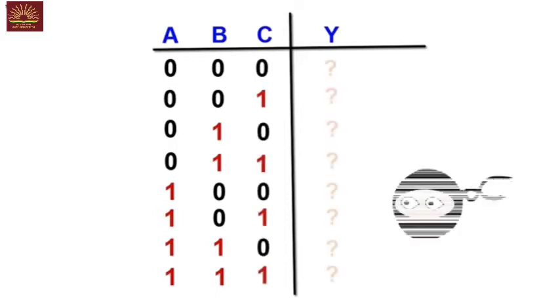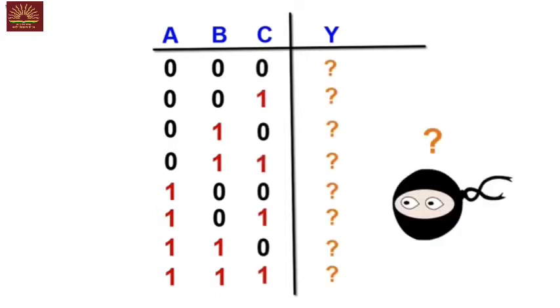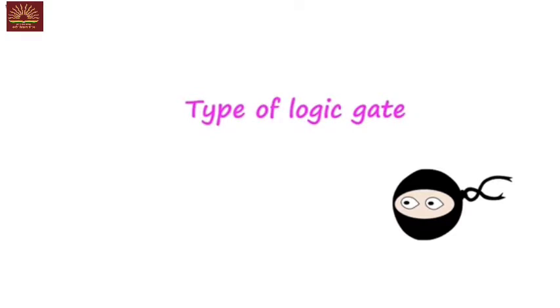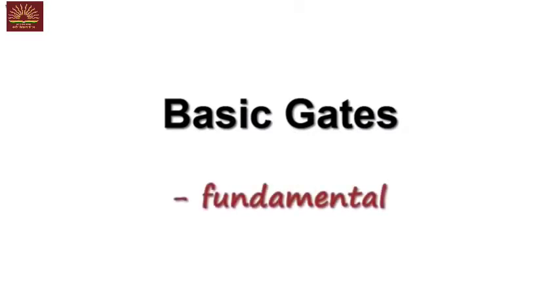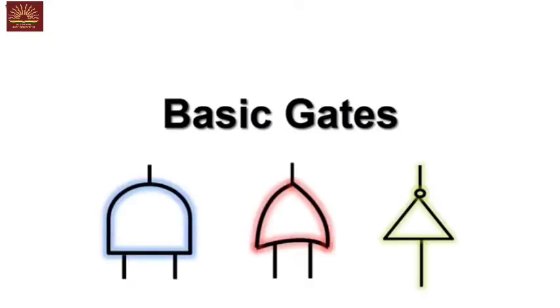But how do we decide the output for each input? The type of logic gate decides the output. Let's study the basic logic gates. Basic logic gates are the fundamental logical operations from which all of the functions, no matter how complex, can be derived. These functions are named AND, OR and NOT.